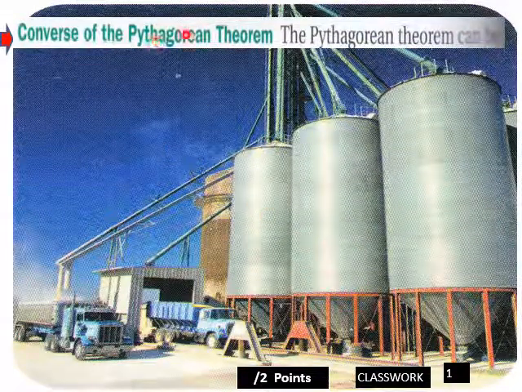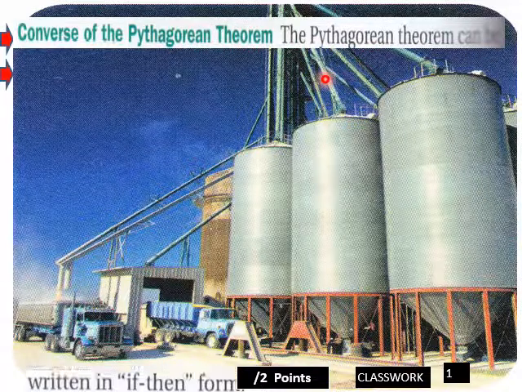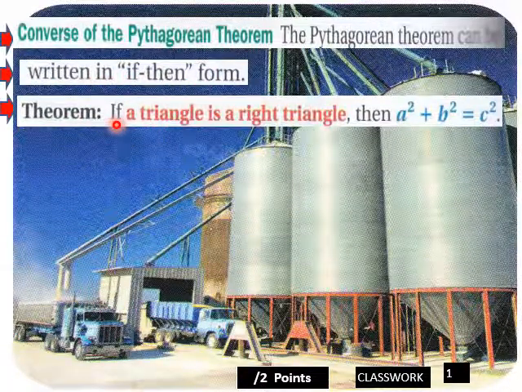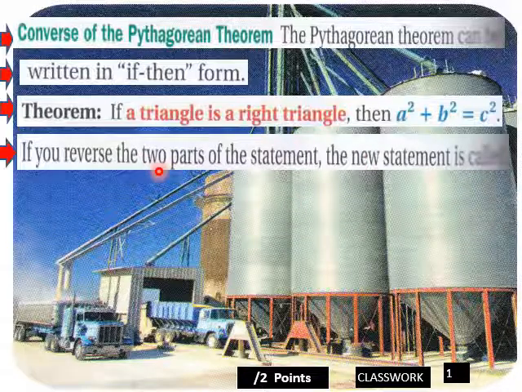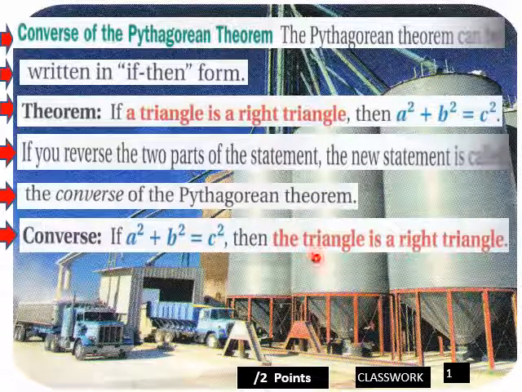The converse of the Pythagorean theorem. The Pythagorean theorem can be written in if-then form. Here's the theorem: if a triangle is a right triangle, then a squared plus b squared equals c squared. If you reverse the two parts of the statement, the new statement is called the converse of the Pythagorean theorem. So if we reverse the two parts of the statement, if, then, it would still be true.